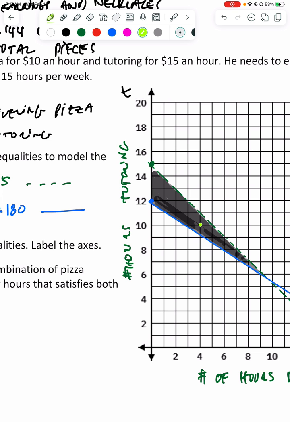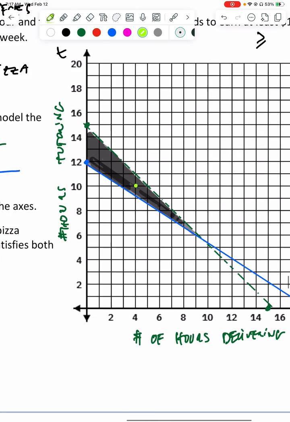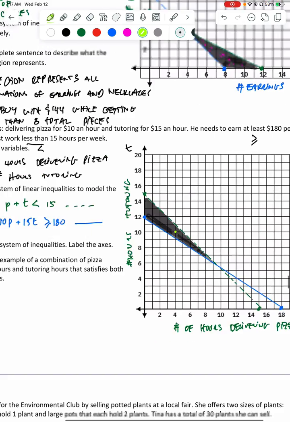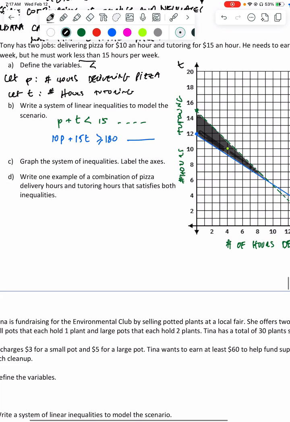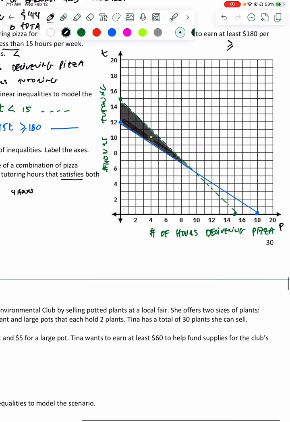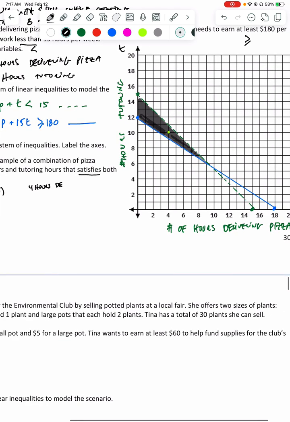So this is 4, comma 10. 4 for the number of hours delivering pizzas, and 10 for the number of hours tutoring. So we can write one example, 4, comma 10, and this satisfies both inequalities. That means it works for both inequalities. So 4 is the x value, in this case the p value, which is 4 hours of delivering pizza, and then 10 hours of tutoring.